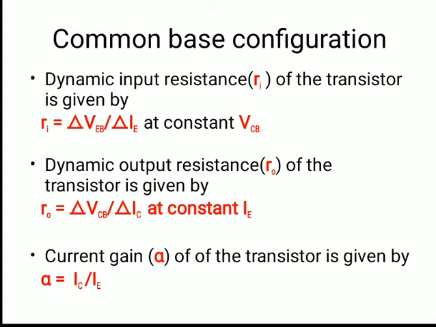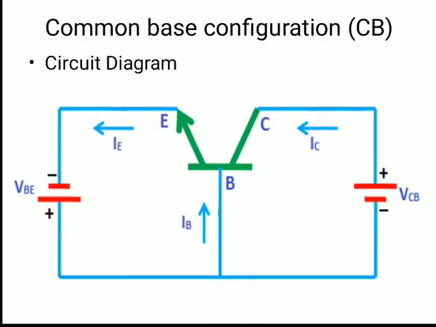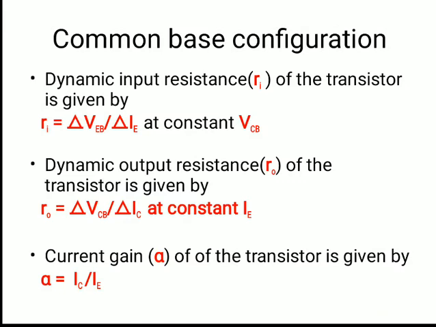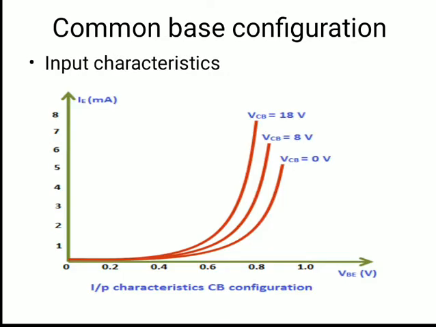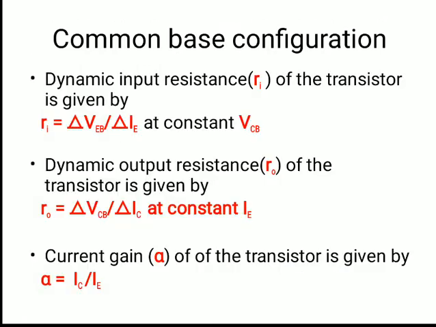Therefore R is equal to V upon I. But it is dynamic, right? Dynamic means changing input for resistance, so for that purpose we have taken the del. Now tell me, what is the input voltage and input current here? We all know that VEB is the input voltage and IE is the input current. So input resistance Ri, where i is for input and R is for resistance, will be VEB upon IE at constant VCB. See here, VEB and IE at constant VCB. So this is nothing but the same here.